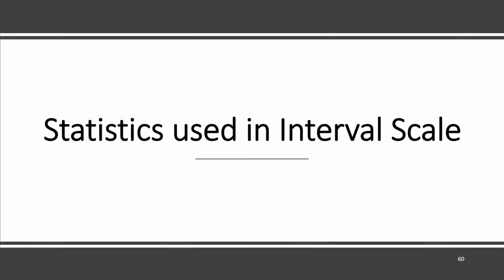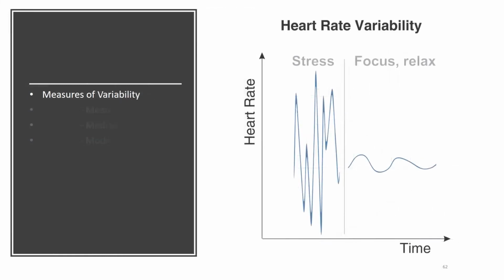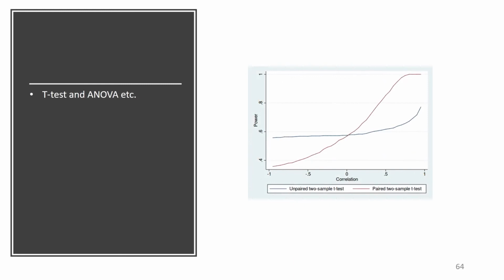And the statistics that we can use in interval scale, just like measures of central tendency in group data, but not in raw data, that is mean, median and mode. Raw data also you can use, but group data specifically. Then measures of variability, it may be standard deviation, average deviation, range and quartile deviation. Then correlation in product moment method. Then t-test, that is the significance of difference between two means, which we use highly in educational statistics. Then ANOVA and ANCOVA, analysis of variance and analysis of covariance.